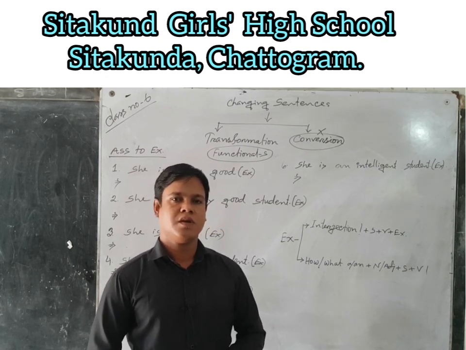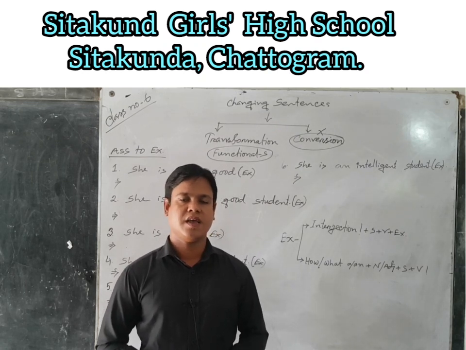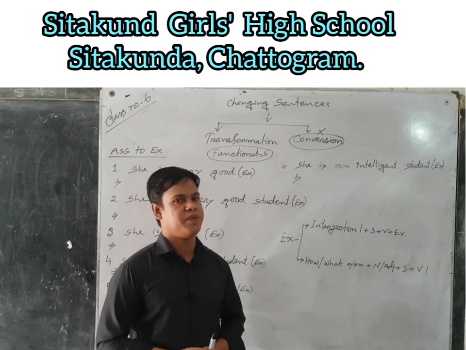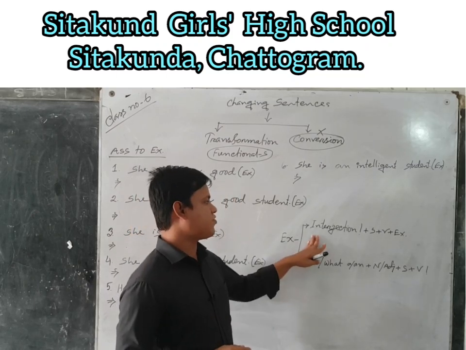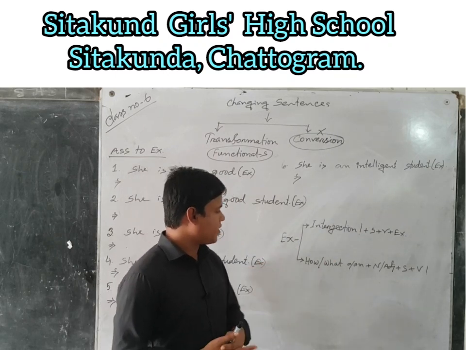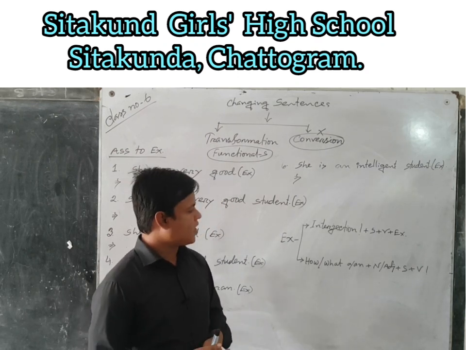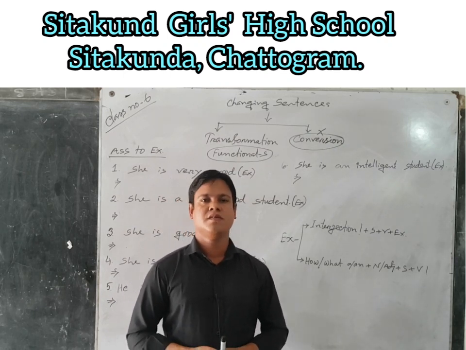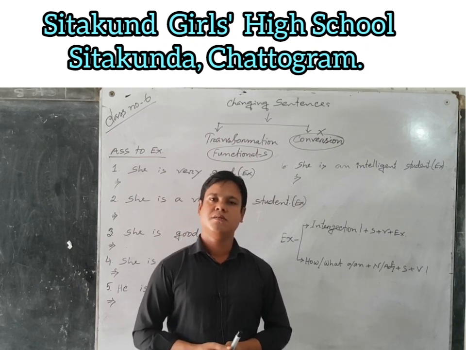Dear students, at first we have to know the structure of an exclamatory sentence. Exclamatory sentences are of two types, that means we can make exclamatory sentences in two ways. First one: interjection plus subject plus verb plus extension. And the second one: how or what, a or an, plus noun or adjective plus subject plus verb. Dear students, now we are going to transfer assertive sentences to exclamatory.